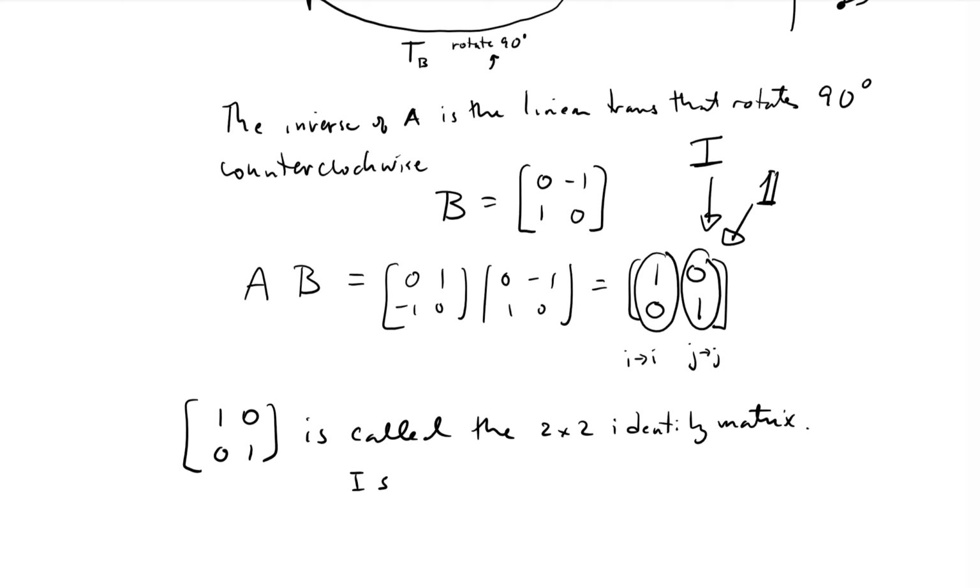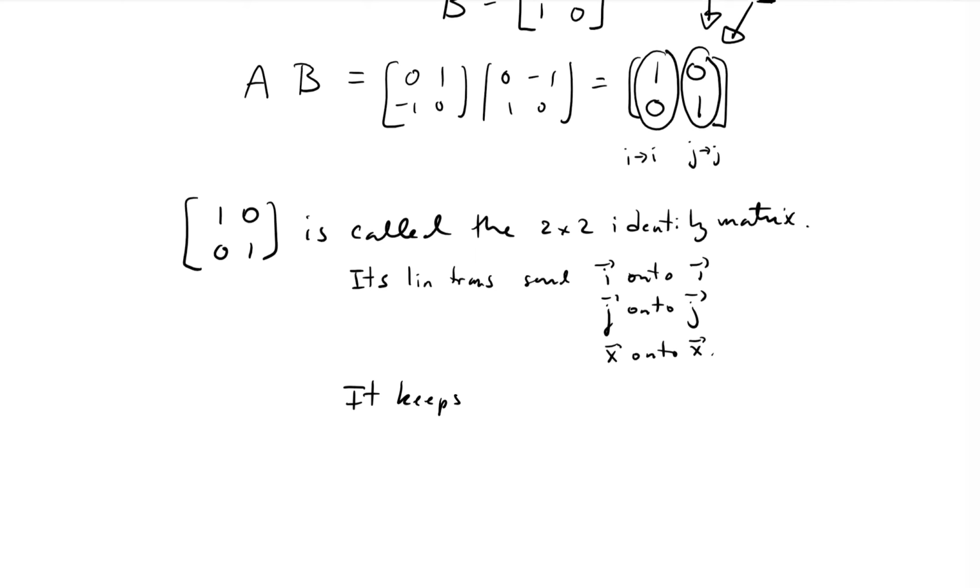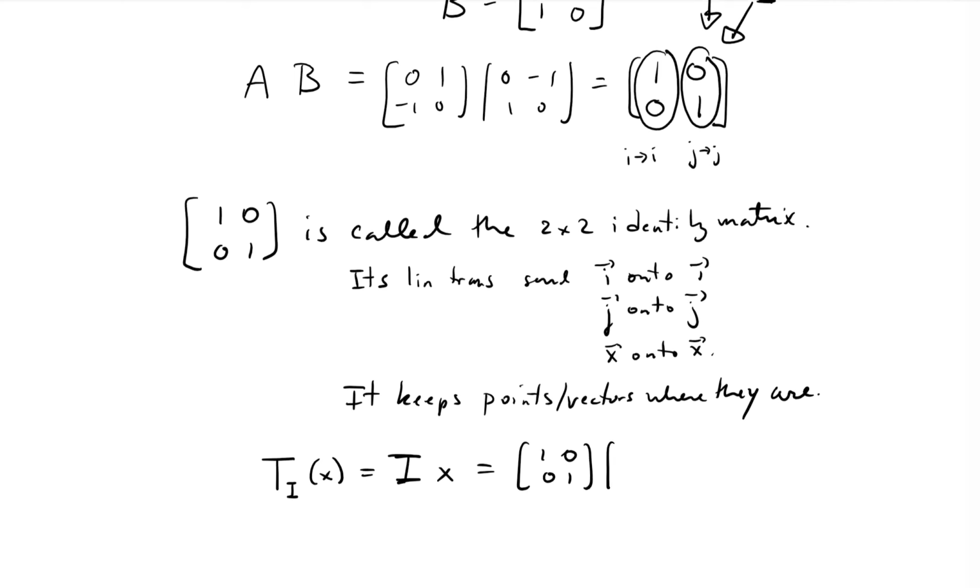It's a linear transformation that sends I onto I, J onto J, X onto X. Okay. It keeps points or vectors where they are. So let's verify this. Let's say Ti is the linear transformation with matrix I. Let's say x is x1, x2. If I apply I to x1, x2, notice we're going to get x1, x2. Things stay where they are.